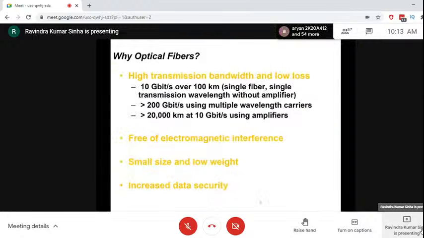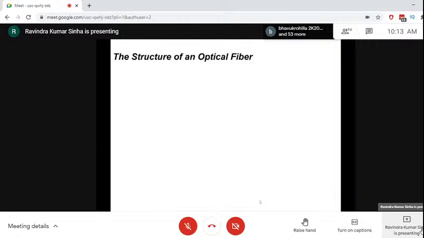Why have I used optical fibers? Because there is more bandwidth and low loss of the optical signal within the optical fiber compared to the electrical signal within the copper cable. It has a low loss, so that reduces the cost per connection. So this I have explained.